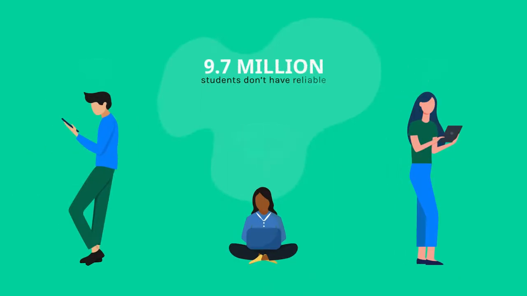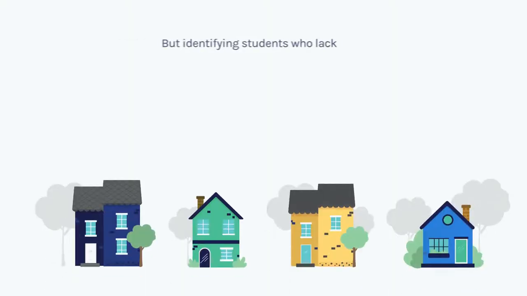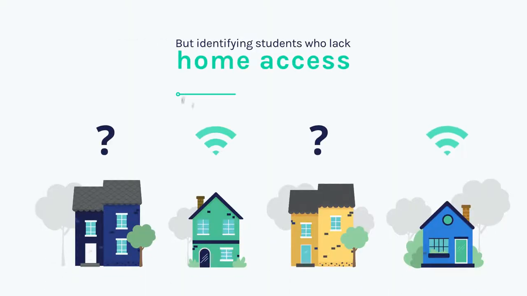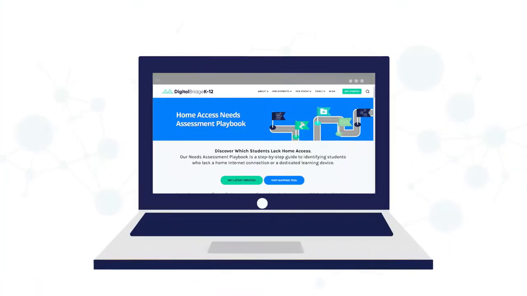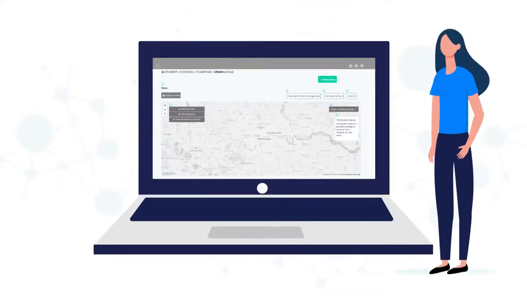9.7 million students don't have reliable internet connectivity outside of the classroom. But identifying students who lack home access can be challenging. Once you've collected data using the Digital Bridge K-12 Home Access Needs Assessment Playbook, our mapping tool helps you visualize and match unconnected students to internet service provider options.